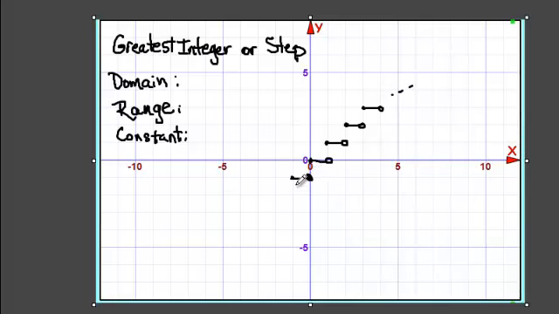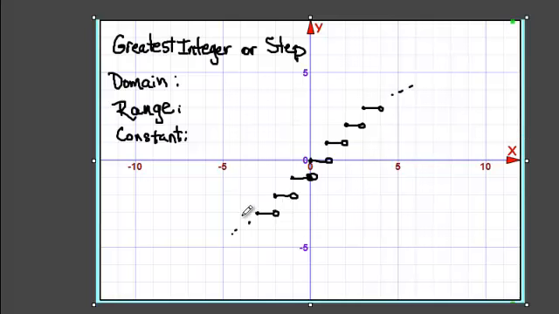That's supposed to be an open circle there, but it didn't quite make it as open here. Let me try to make him a little more open. There he is. And here we are for the greatest integer function. And the pattern continues on down.